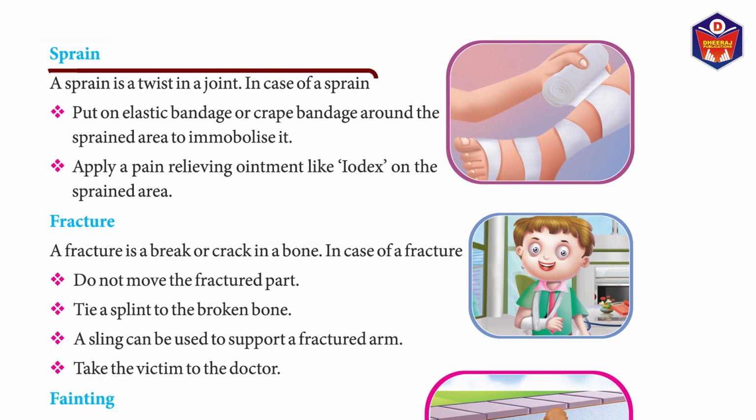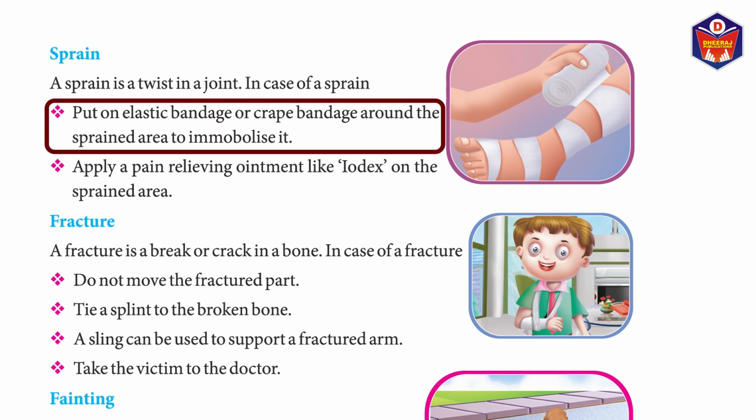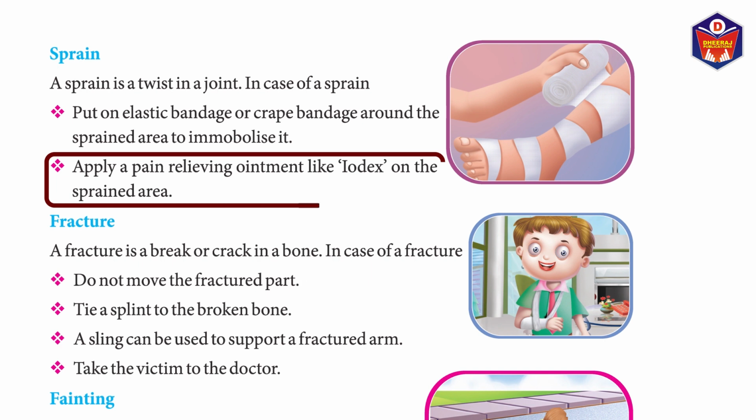Sprain. A sprain is a twist in a joint. In case of a sprain, put an elastic bandage or crepe bandage around the sprained area to immobilize it. Apply a pain-relieving ointment like Iodex on the sprained area.